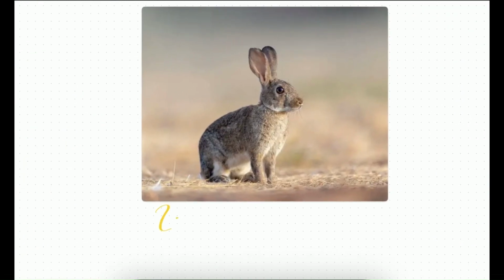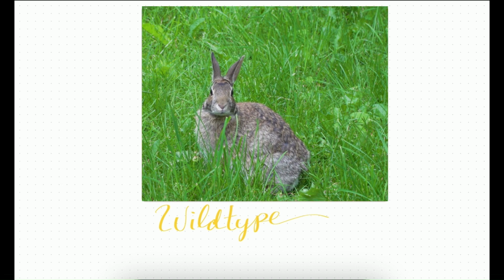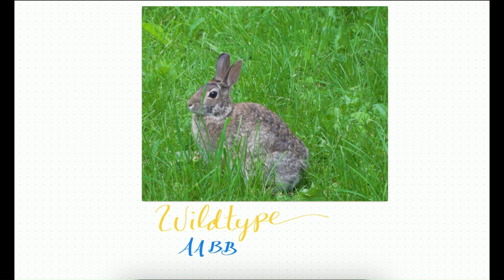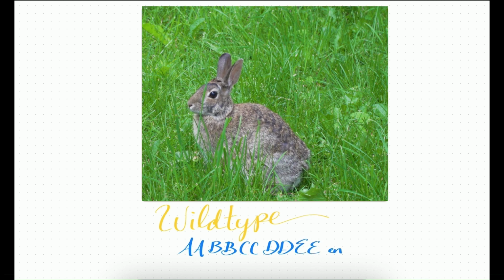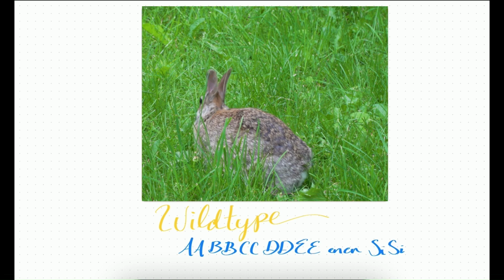Wild type. A wild type coat, just as a refresher, refers to the quote unquote original rabbit coloring, meaning prior to domestication and without mutation. The wild type genotype is big A, big A, big B, big B, big C, big C, big D, big D, big E, little en, big Si, big Si. With this combination of alleles, the rabbit would have a chestnut color.